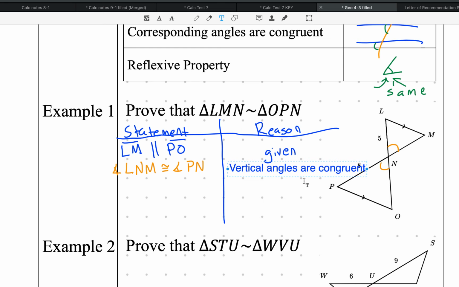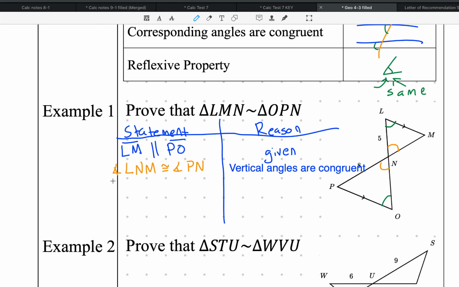No questions on that. I don't see any cues. All right. Looks like we're on Wyatt now. Yeah, I think I found another angle. Ooh, okay. Yeah, what do you got? So I think angle NLM is equal to angle NOP because alternate interior angles are congruent.